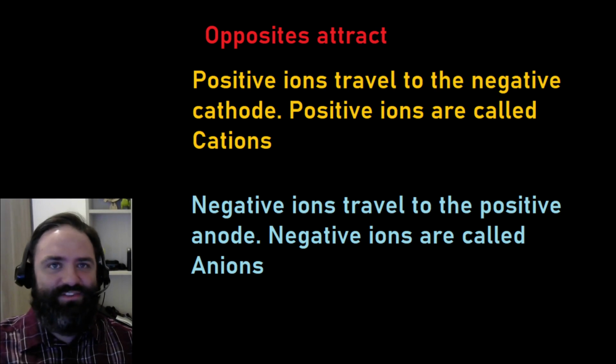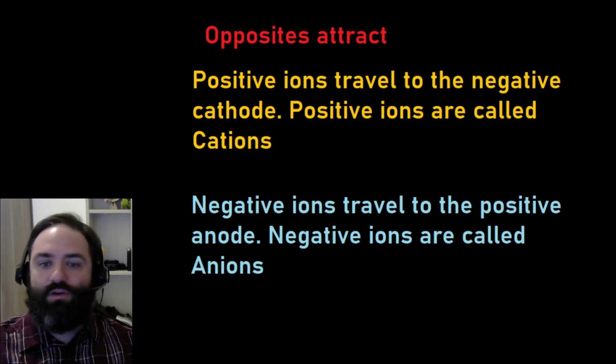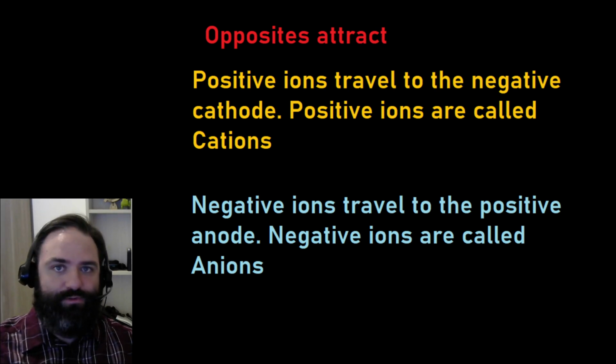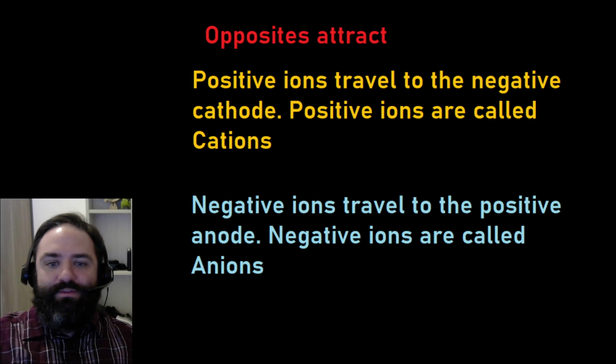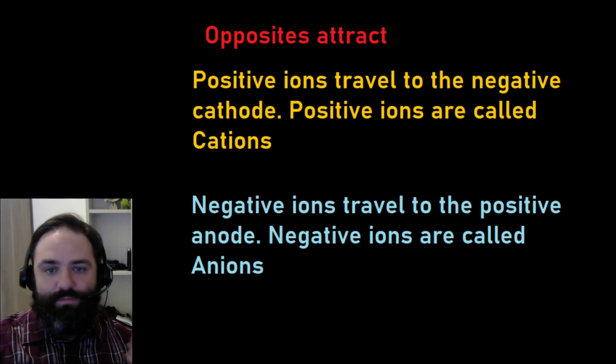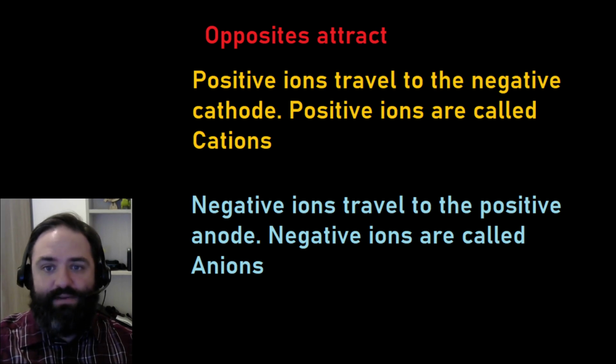Negative ions, so chloride or oxide, are attracted, opposites attract, to the positive anode. So we give them the name anions. No pun to remember that one. If you can come up with one, put it in the comments. So the positive is attracted to the negative, and the negative is attracted to the positive.